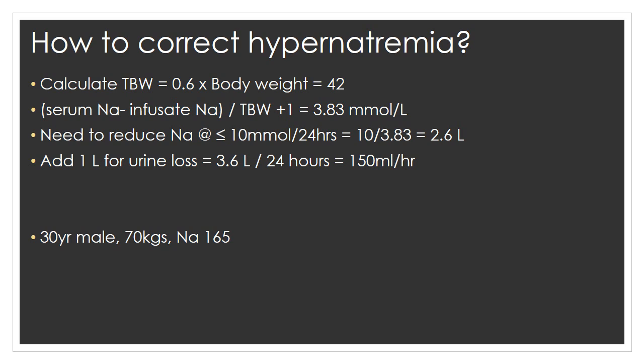Therefore, your infusion rate would be 150 ml of 5% dextrose per hour for 24 hours, which would now reduce the sodium value of your patient from 165, getting it down by 3.83 millimoles per liter.